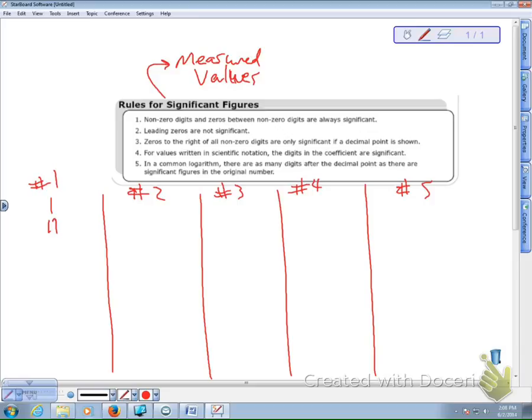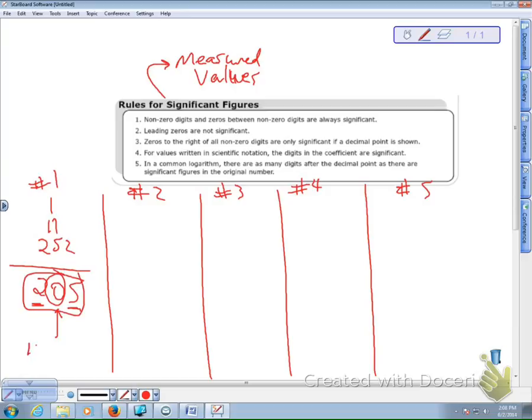And then the second part of that is zeros between two digits. For example, if we have 205, we always know that non-zero numbers are significant. They are measurements. And if you think about it, if a zero is in between two measured values, how can it not be measured? So zeros in between two numbers are always significant. So here, there are 3 sig figs.